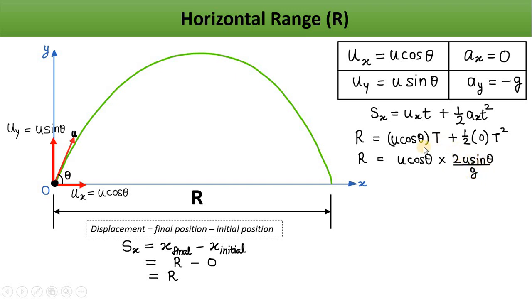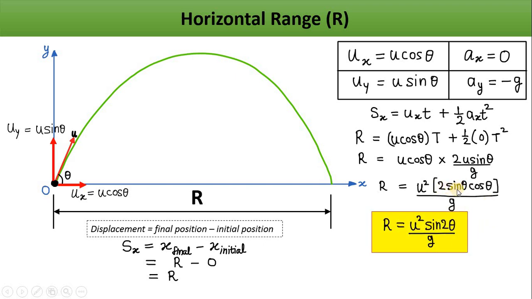So now what happens? The u and u gets multiplied, become u square, and 2 times sin theta cos theta. So u square into 2 sin theta cos theta. Okay, so u into u square and 2 into sin theta into cos theta, we write in a bracket. And from trigonometry, we know that 2 times sin theta cos theta is nothing but sin of 2 theta. This is the formula in trigonometry. Sin 2 theta is equal to 2 sin theta cos theta. Hence, this is the formula for the horizontal range, u square sin 2 theta by g.